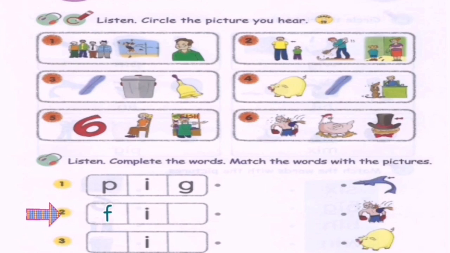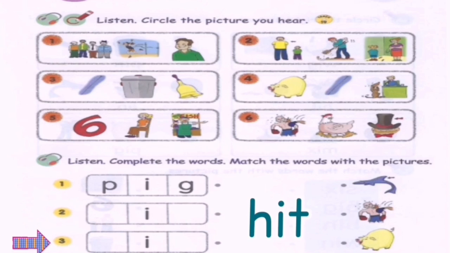And for number three, the word there is hit. So complete the word hit. And then draw a line or match the word hit to the picture.